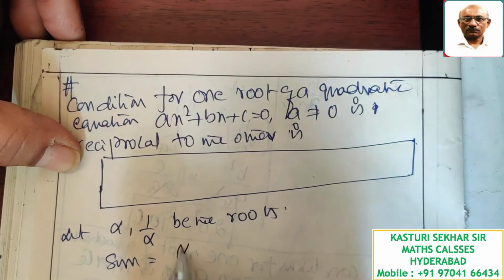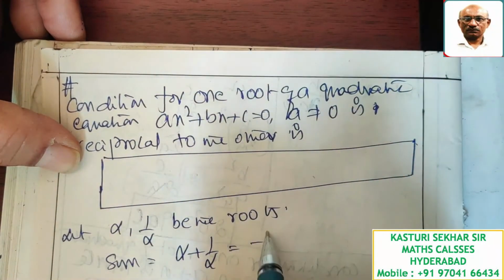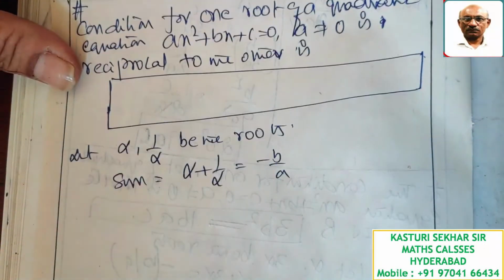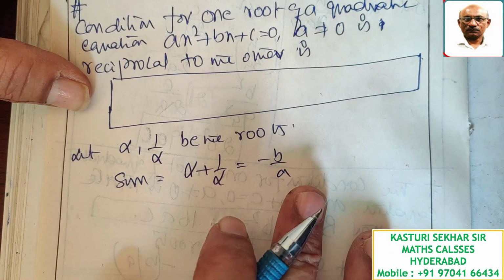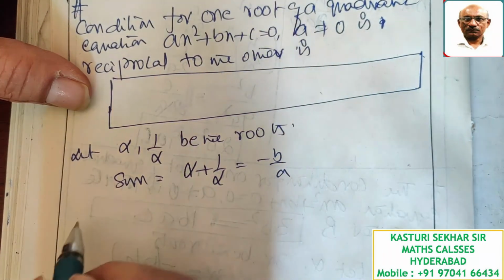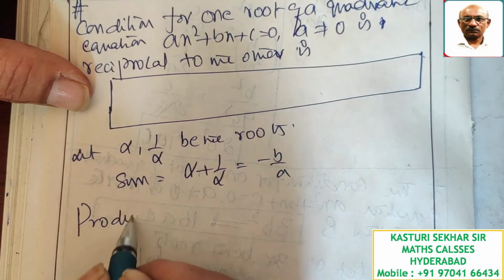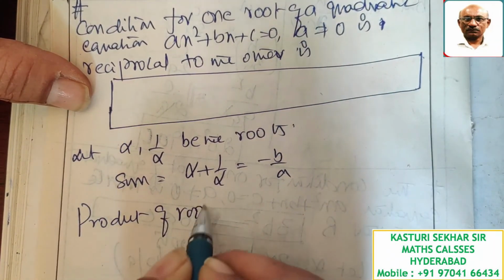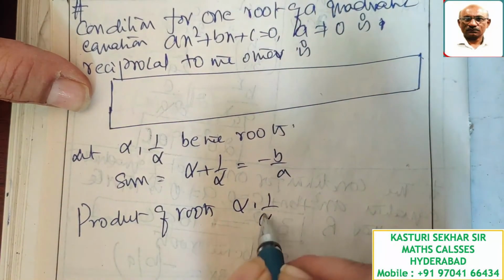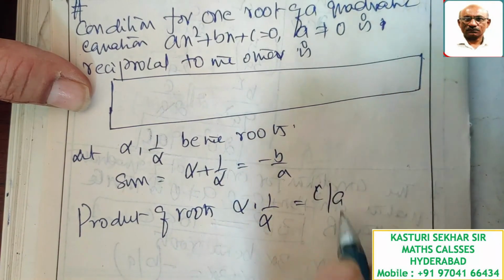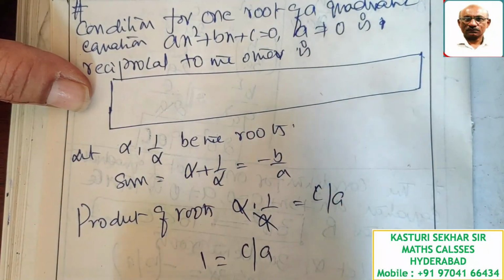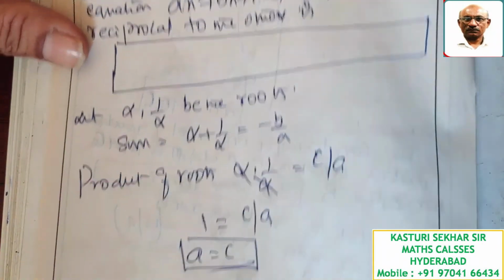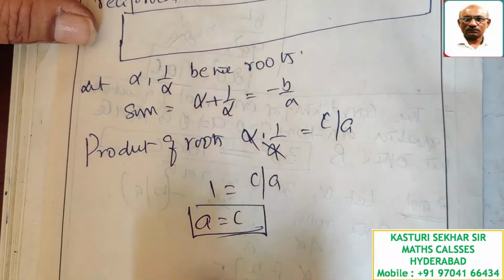So sum is equal to alpha plus 1 by alpha. This is minus b by a. We don't get any value here or any standard relation. But from product of roots, alpha into 1 by alpha is c by a. 1 is equal to c by a, so a is equal to c. This is the required condition.